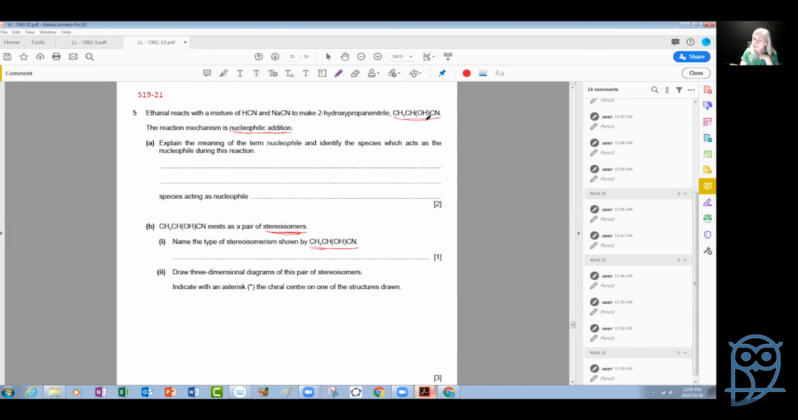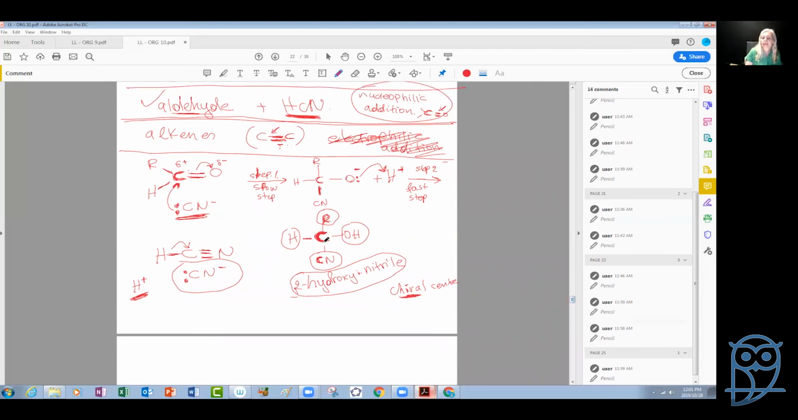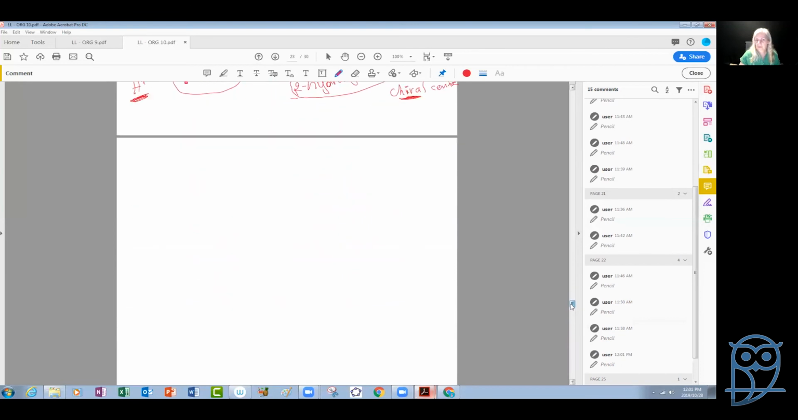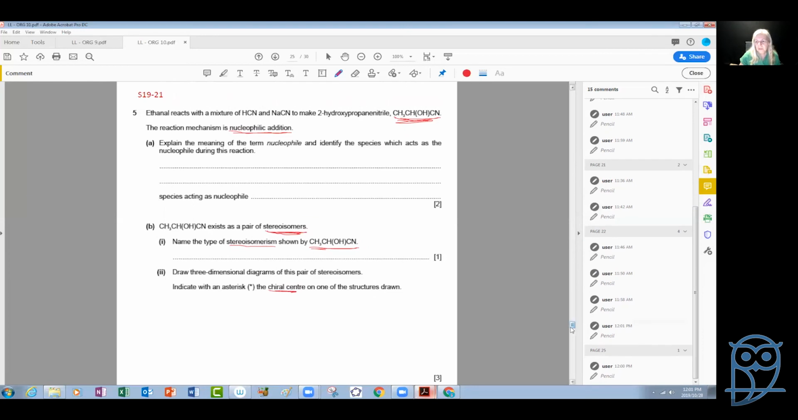They give us an aldehyde. They give us the final product of the nucleophilic addition, and here they ask us to name the type of stereoisomerism and indicate with an asterisk the chiral center. So you see, it's actually the same thing. Whatever we said about that story, look at this. Here's the chiral center, and they ask us to decide what type of isomerism this represents, and also to draw those 2 stereoisomers somewhere, I think. But we can do that next week.